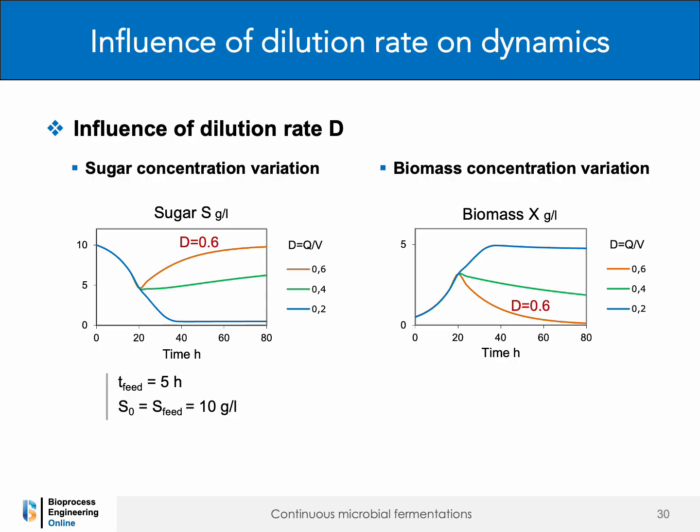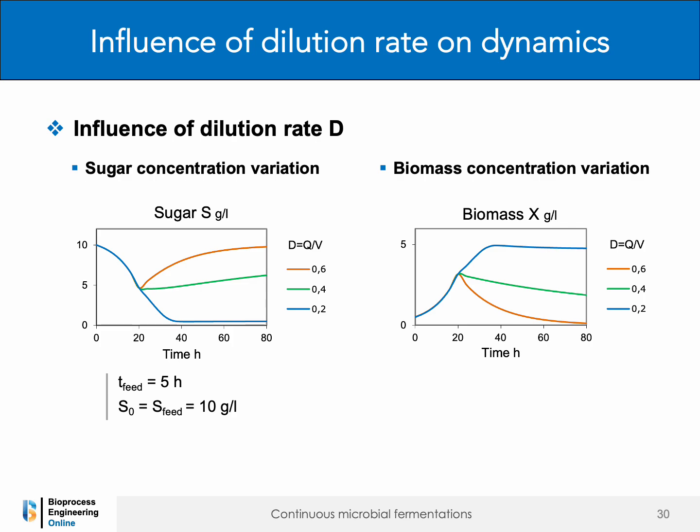At a high dilution rate of D equals 0.6 hour^-1, complete washout of the cells from the fermenter is observed at steady state. At such high feed rates, the rate at which cells are removed from the reactor exceeds their growth rate, leading to cell loss by dilution. In this case, the steady-state sugar concentration equals the feed sugar concentration.